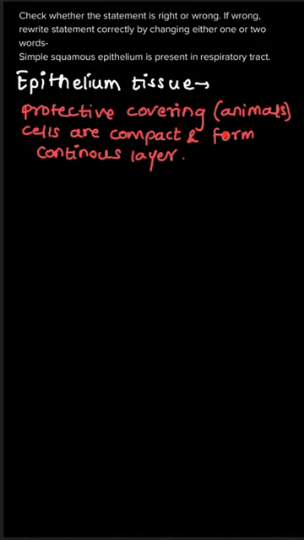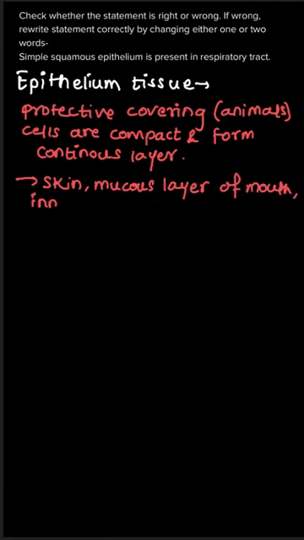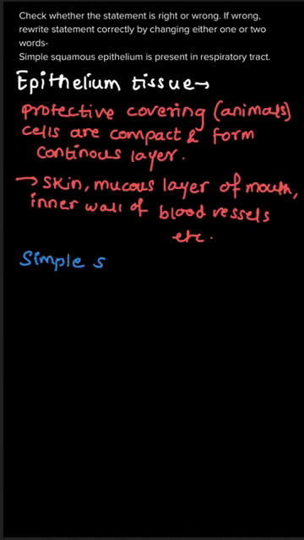Because it is a protective covering, it forms a continuous layer. So anything entering the body has to pass first through this layer of tissue. This tissue is present on the skin, the mucus layer of the mouth cavity, walls of the blood vessels, walls of the alveoli, etc.